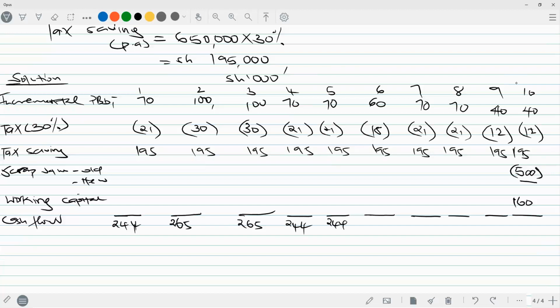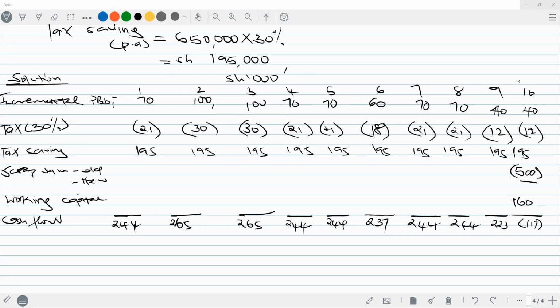244. Okay, year 6. Year 6, we get to that, 7. Here 7, 244, 244. Year 9, we get how much? Year 9, we get 223. And year 10, final year, we get negative 117. Okay, that's the cash flow from year 1 all the way to year 10.